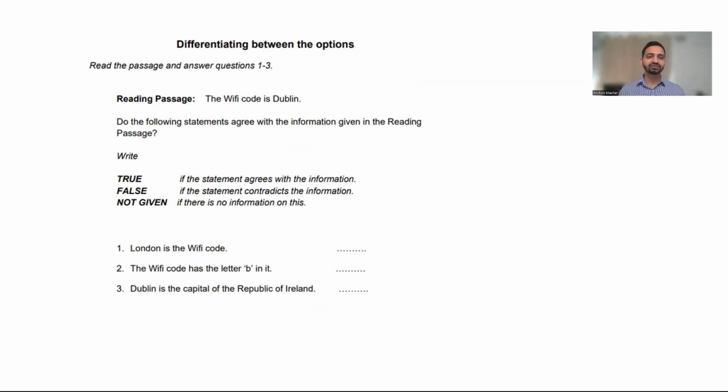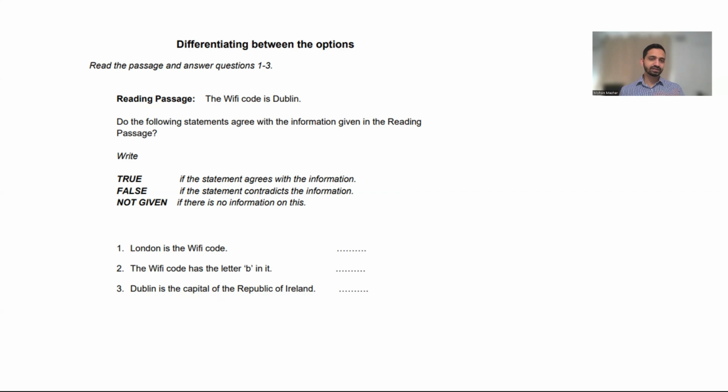All right, let's look at this one, differentiating between the options. Read the passage and answer questions 1 to 3. This is just one sentence that I'm giving you. Let's just do this activity. How would you tackle this, right? I want you to do it on your own, get an idea of how you would tackle a true, false, and not given type of question. And then when you come back, we'll discuss the answers.